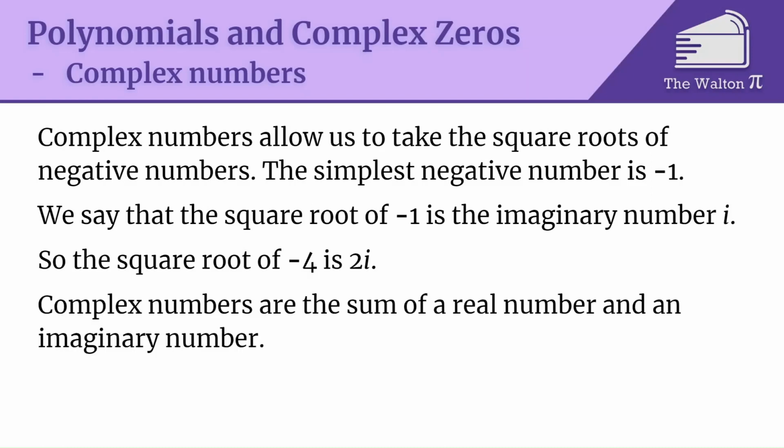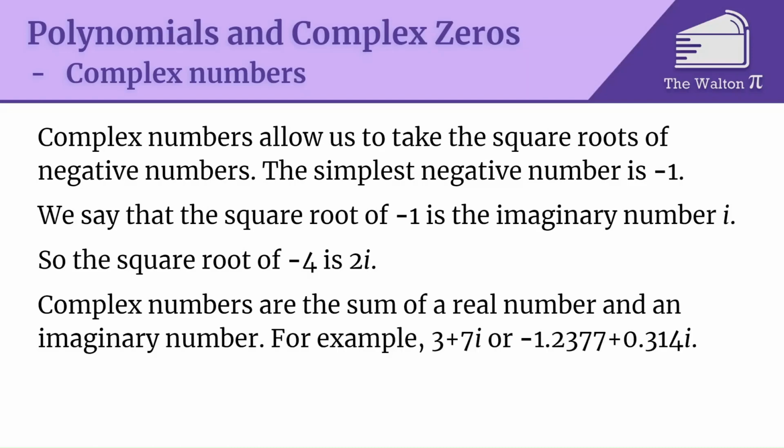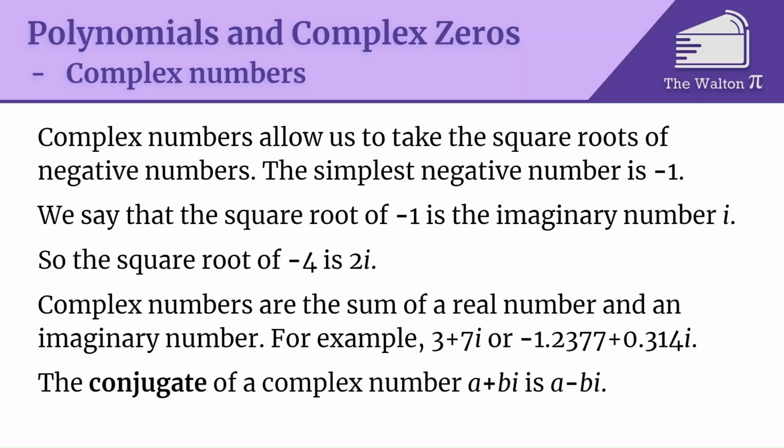Now, complex numbers, those are just the sum of a real number and an imaginary number. So it's going to be something like 3 plus 7i, or -1.2377 plus 0.314i. We just have a real number plus an imaginary number, and that gives us a complex number. And then we also have, if our complex number is a plus bi, there's also this term called the conjugate, or the complex conjugate. So the complex conjugate of a plus bi is a minus bi. You just change the sign that's attached to the imaginary piece.